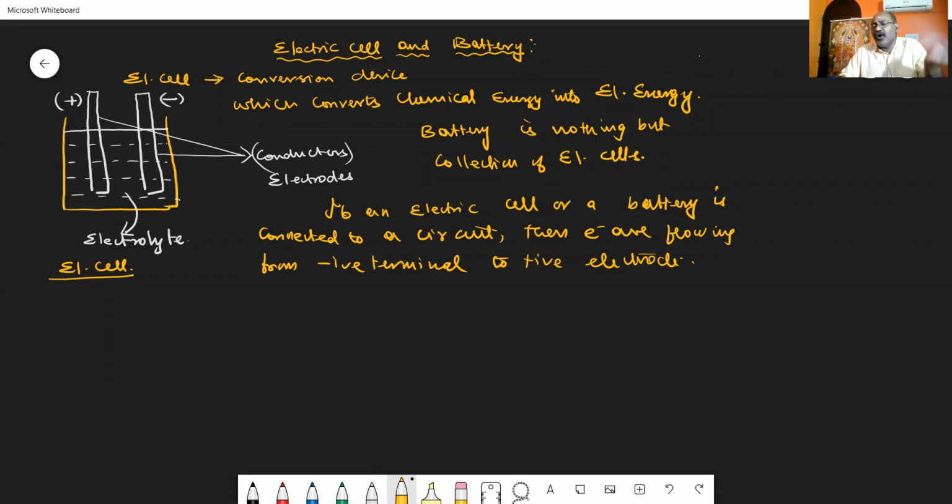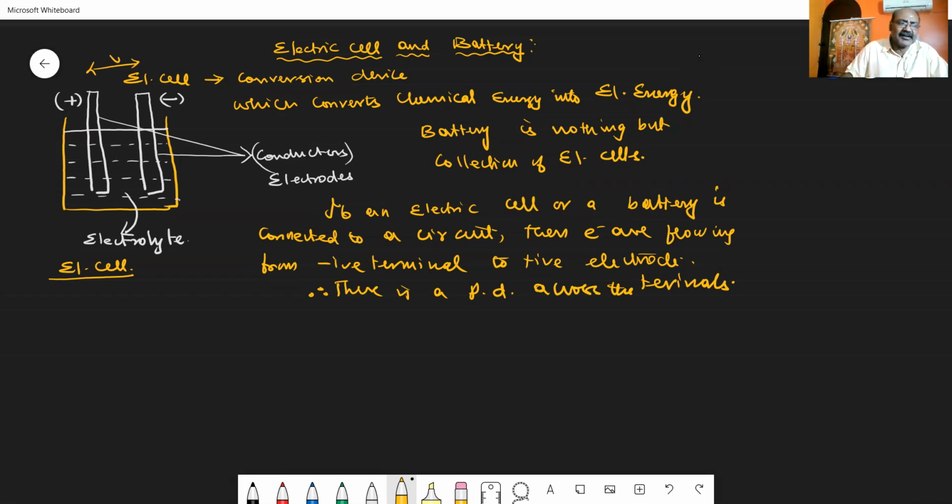If there is a flow of electrons, then there will be a flow of current. If there is a flow of current, then a potential difference is available across the terminals. What is that potential difference across the terminals? There is a voltage or an EMF across the two electrodes. Across the terminals, there is a potential difference.